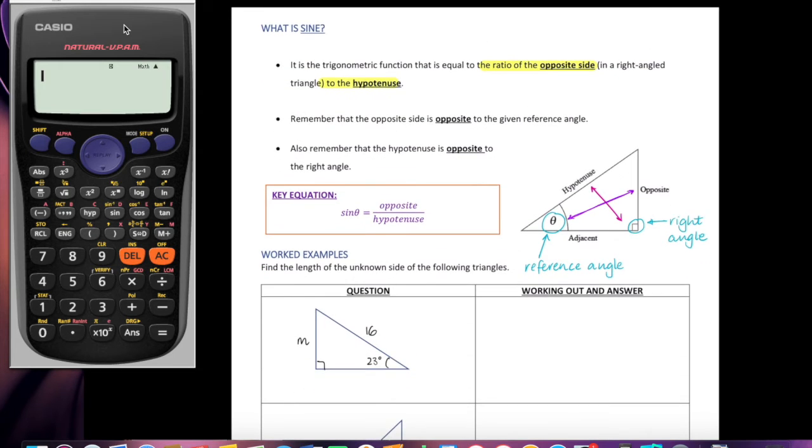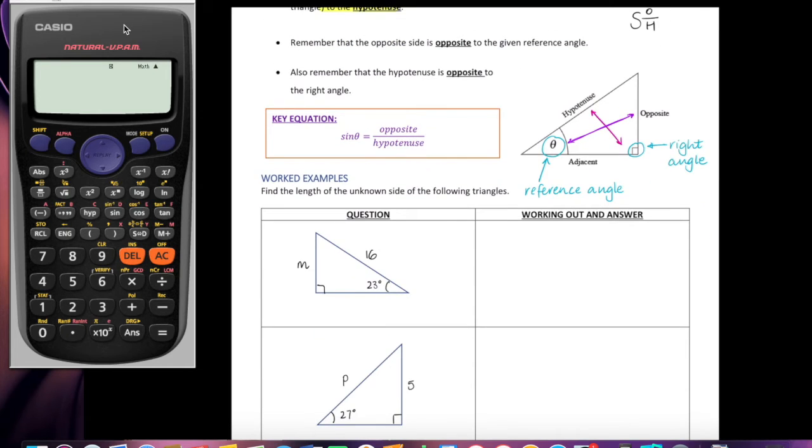When we are looking at using sine, there is a way to remember, which is the acronym SOHCAHTOA. Sine is represented by SOH: the S is sine, and then the OH tells us that for this particular ratio, we need the opposite to be divided by the hypotenuse. So the key equation I've given you here is: sine of the reference angle, or theta in this case, is equal to the opposite divided by the hypotenuse.